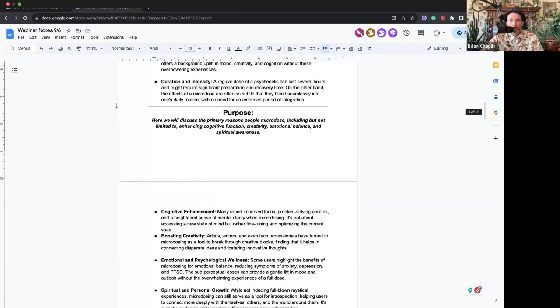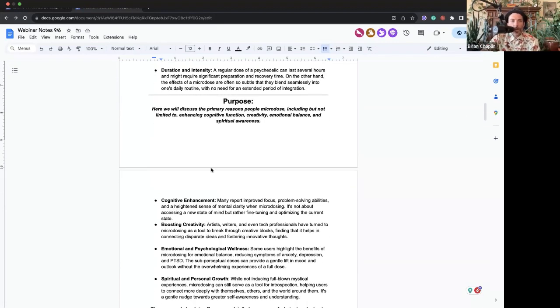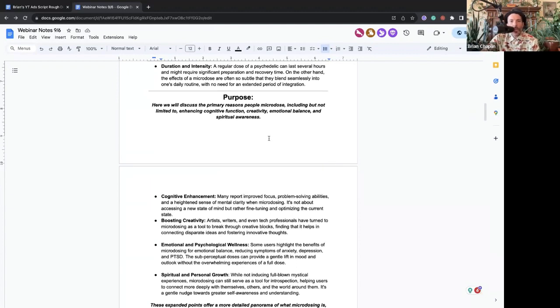Duration and intensity: a regular dose can last several hours and might require significant prep and recovery, and the effects of a microdose are often so subtle that they blend seamlessly. I love that. They're so subtle that they blend seamlessly. Remember those real-time downloads for real-time shifts. Into one's daily routine. So you can be mom, dad, spouse, boss, coworker, friend, lover. You can still do all of these things that we may or may not identify with in our daily routine. Let's see here.